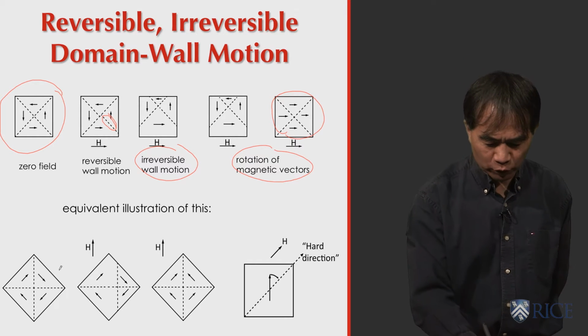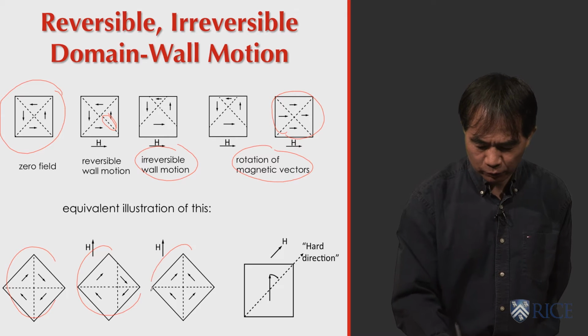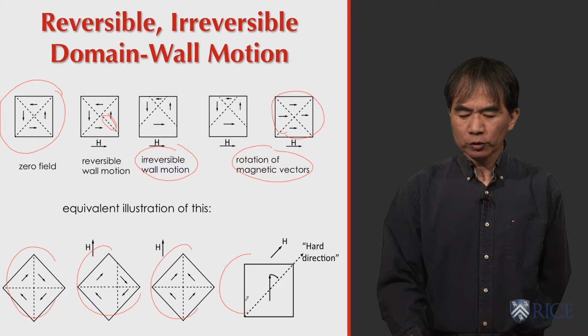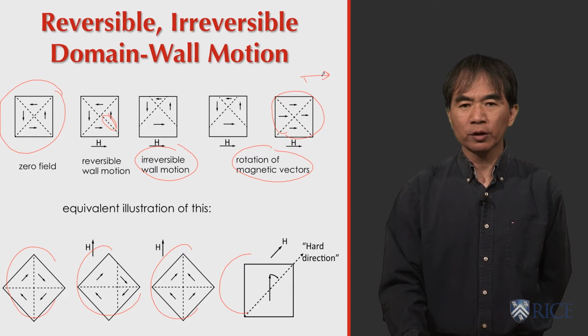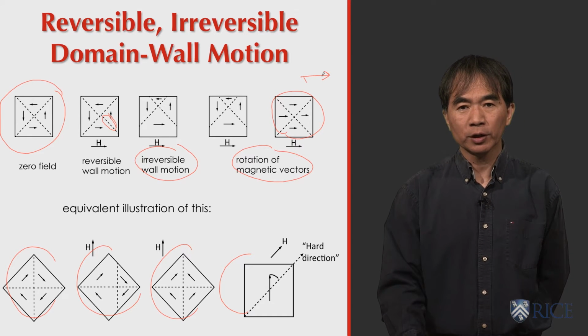And the equivalent illustration is shown here. So the direction of the magnetization is always going to be the same direction as the external applied magnetic field direction.